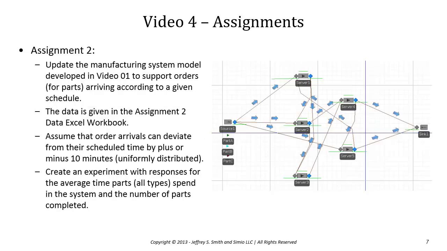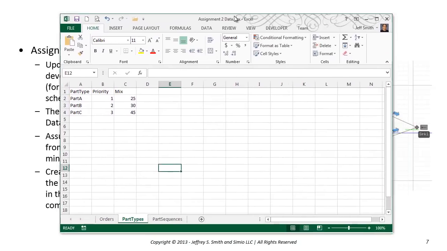The second assignment involves updating the model that we did in the very first video of the manufacturing system. Recall we had 5 servers and we had 3 different part types, and we developed a table structure to support part arrivals. The update that we want to do is to support orders for parts that arrive according to a given schedule, and there's a spreadsheet that provides the data. So let's have a look at that.